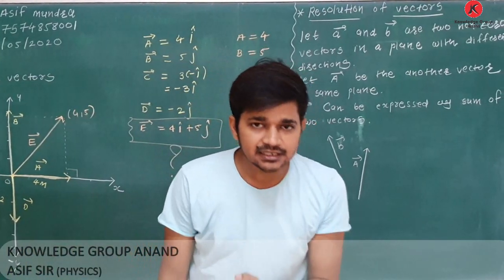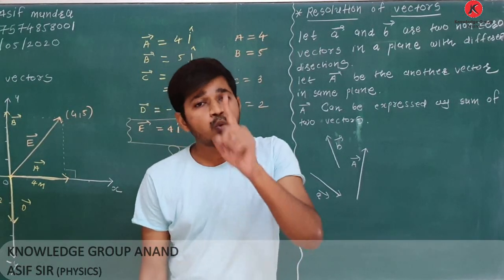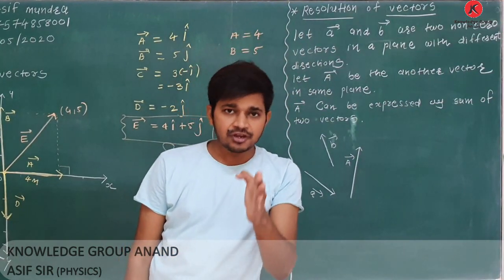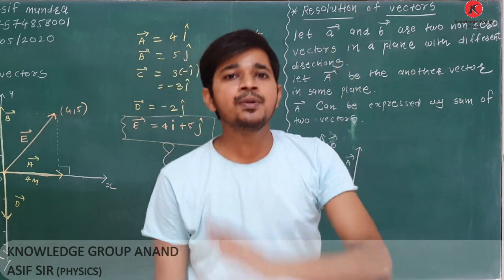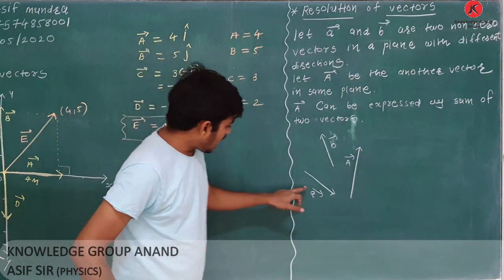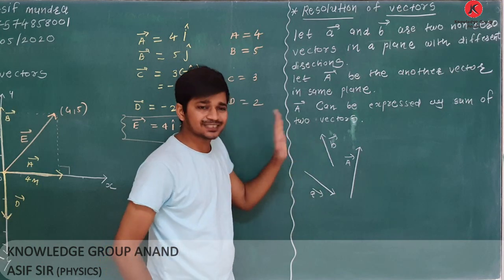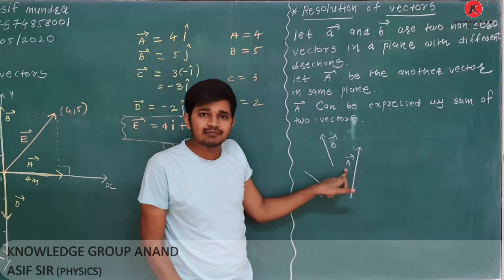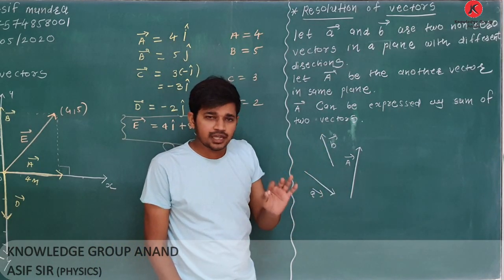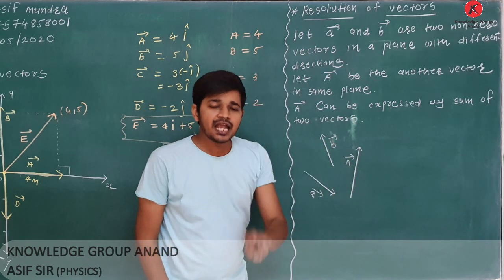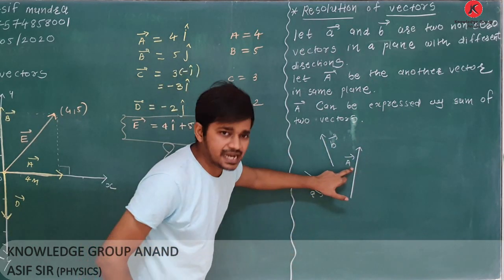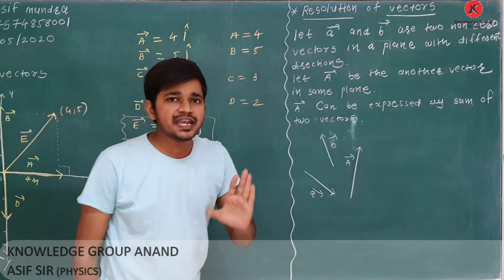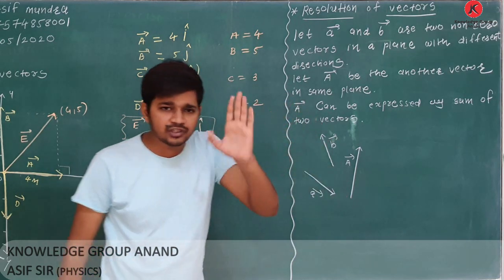Resolution of vectors means you can represent one vector as a combination of other vectors. For example, I have two non-zero vectors, small a and small b, in the same plane with different directions, and another vector capital A in the same plane, but a different direction. So totally I have three vectors, and I want to represent this vector A as a combination of these two vectors.